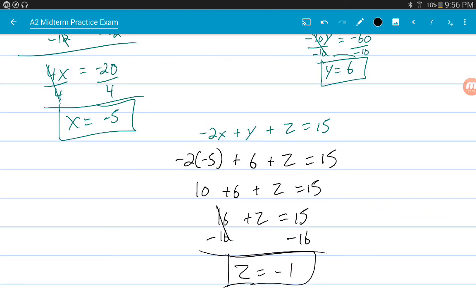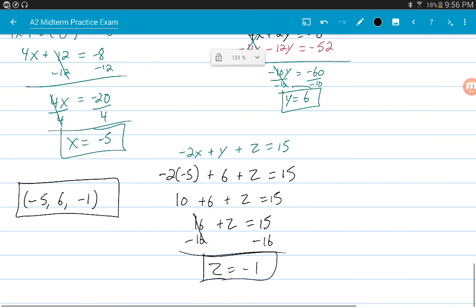And the last thing you want to do with these is put them in the right order, x, y, z. So negative 5, 6, and negative 1. That would be how I want to write my final answer, x, y, z. Okay, so that would be the answer, and that is the end of the review sheet.